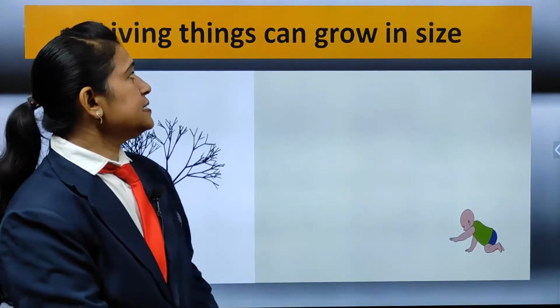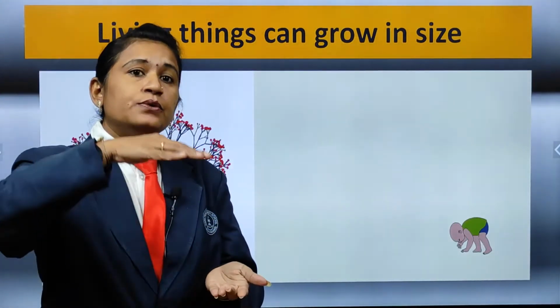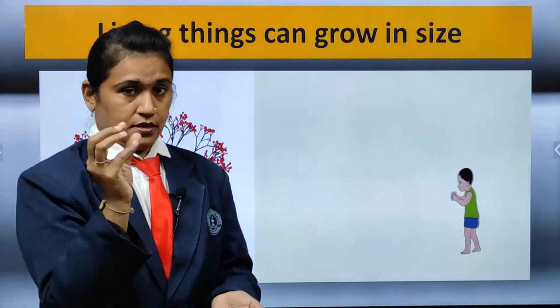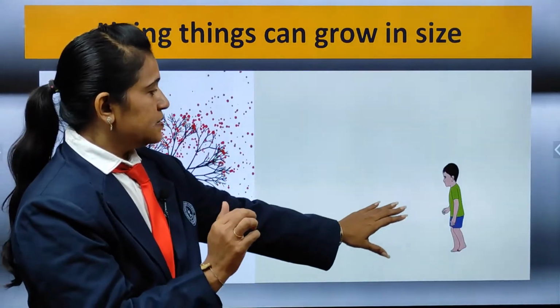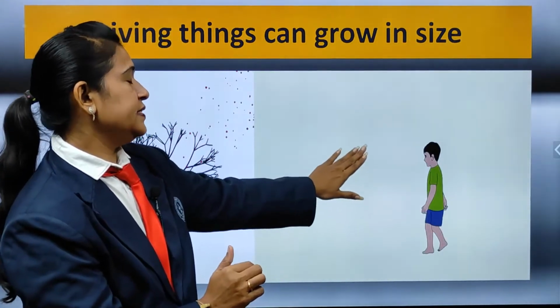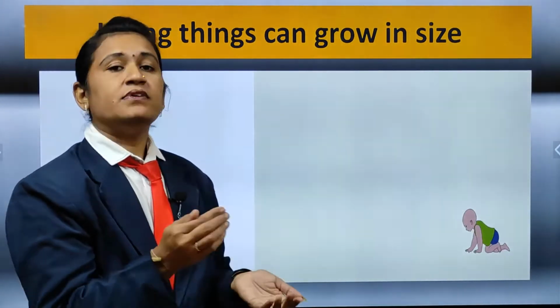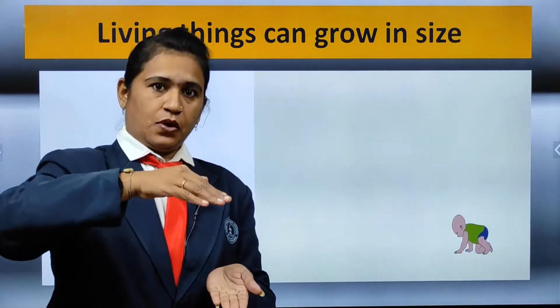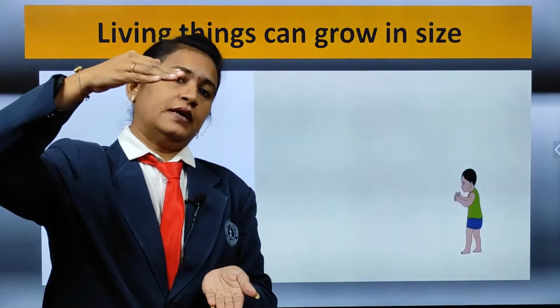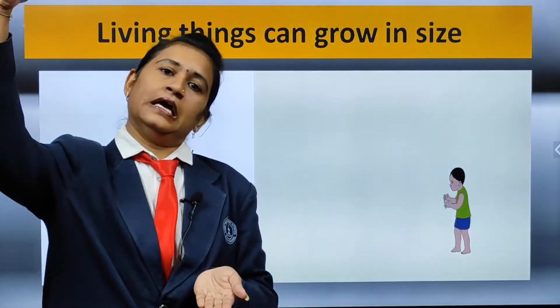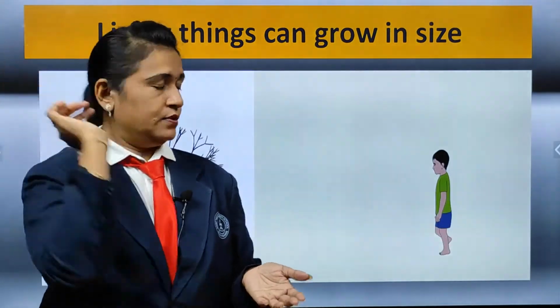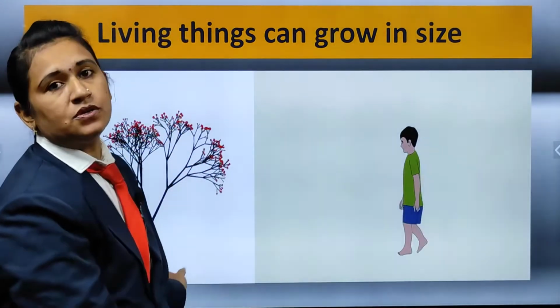Then living things can grow in size. First, it will take birth. Then slowly it will start growing. It will become bigger. First a small baby, then a boy, then a bigger adult, then a man, and then an old man. Okay, in this way. Even plants also grow.